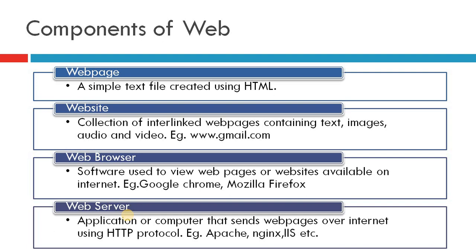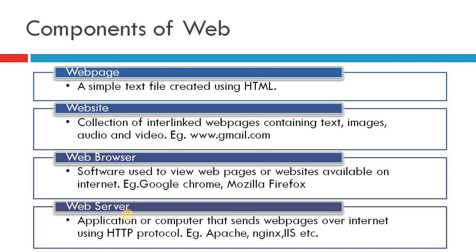The next term is web browser. A web browser is a software used to view web pages or websites available on the internet. Example, Google Chrome, Mozilla Firefox. There are various different browsers available. The most common ones are Chrome and Firefox. The browsers allow a person to access internet.